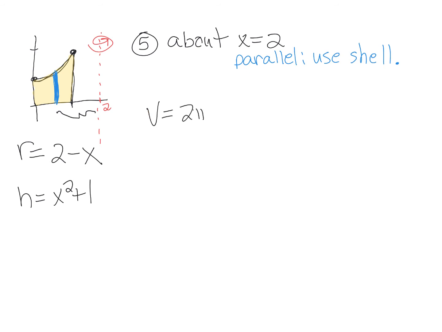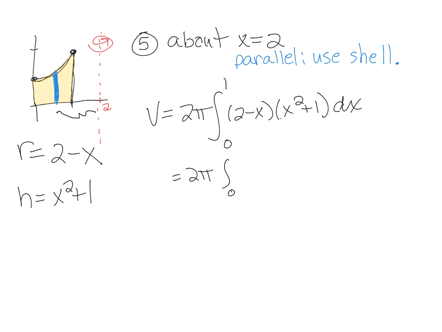We're doing dx. So 2 pi integral goes from 0 to 1. The radius is the blob 2 minus x. The height is the blob x squared plus 1. Everything's with respect to x, and I have to FOIL that out before I integrate. Don't try to integrate without doing the simplifying. So 2 times the x squared, negative x times the x squared, 2 times the 1, negative x times the 1. You may get your terms in a different order, but it doesn't matter.